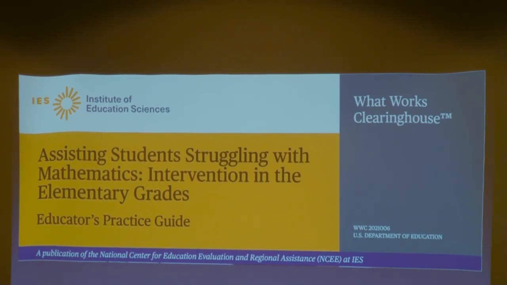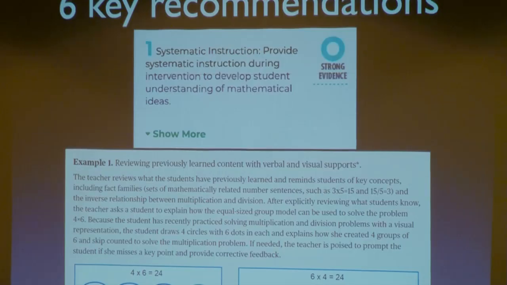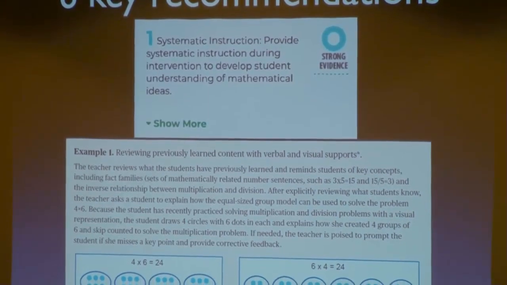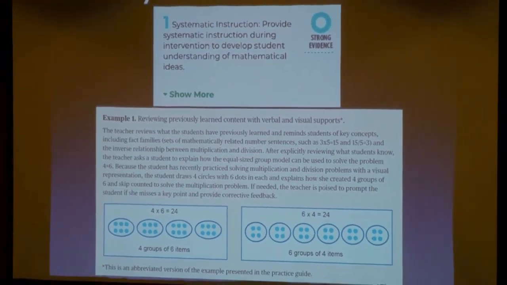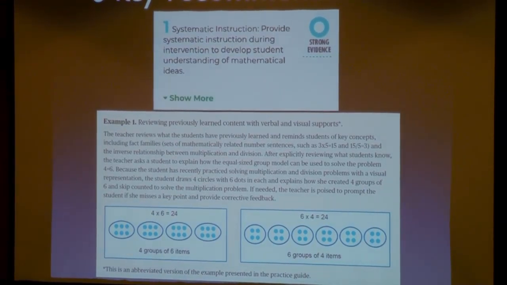It's free. It contains a lot of information. I'm just going to give you a high-level overview of some of the key recommendations that they put out. And these are 6 key recommendations for which they say they have strong evidence, and they provide you in the report with the evidence. So you don't have to take their word for it. You can trace the articles back. The first one being to provide systematic instruction during interventions to develop students' understanding of mathematical ideas.